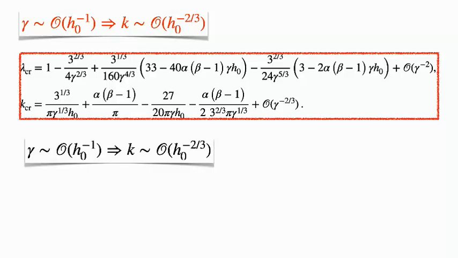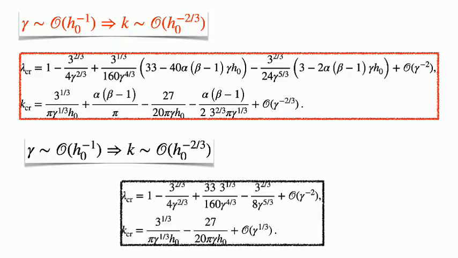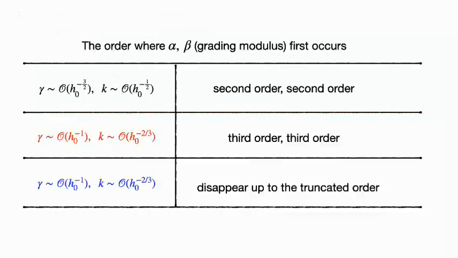And for this case, gamma is not that stiff. Okay, we have this. In this equation, you will find that you cannot see alpha and beta. Notice that alpha and beta are the parameters related to the gradient modulus. It means that the gradient modulus doesn't make any sense in this case. And let me summarize this. Okay, we want to identify the order where alpha and beta first occur. This means that at least in the leading order, it doesn't make any difference. So it's a minor factor.